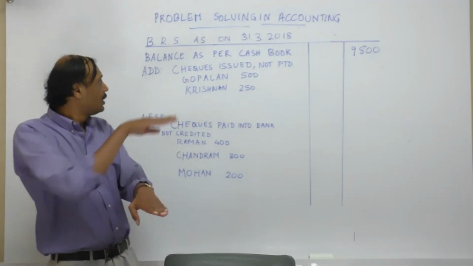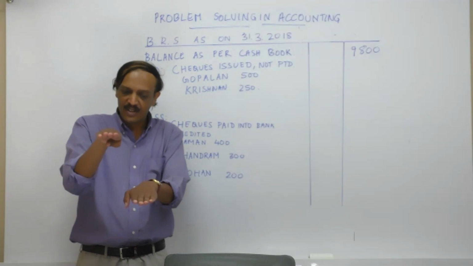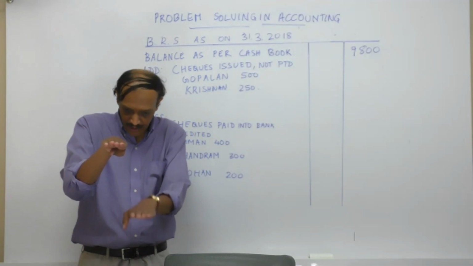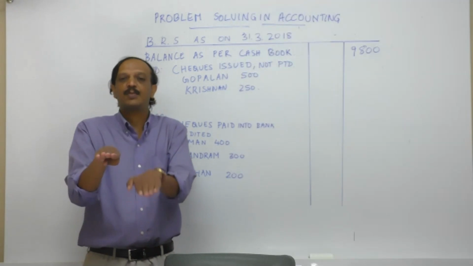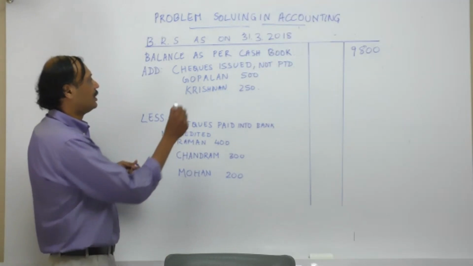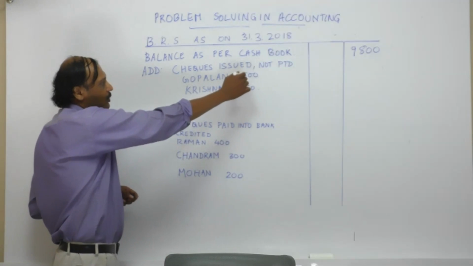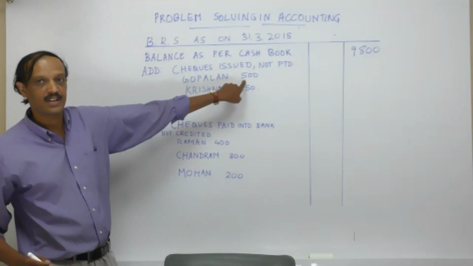In this problem, you're going from cash book to passbook. This is the passbook, this is the cash book. Cash book has reduced, but passbook is remaining the same. So you need to add to the cash book to get to the passbook to reconcile. In this transaction, you have issued a check to Gopalan, which has not been presented. So you need to add that transaction.